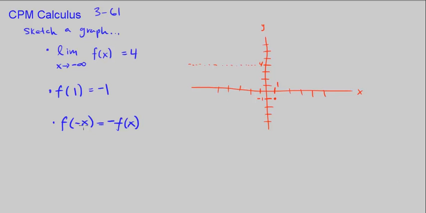Okay? And f of negative x is equal to negative f of x. Okay? So f of negative x is equal to negative f of x. Well, that's just the definition of an odd function, right? So that's what that's saying is, well, f of 1 is equal to negative 1, right? Well, f of negative 1 has to equal positive 1 then, right? Negative of negative 1. So f of negative 1 is positive 1.